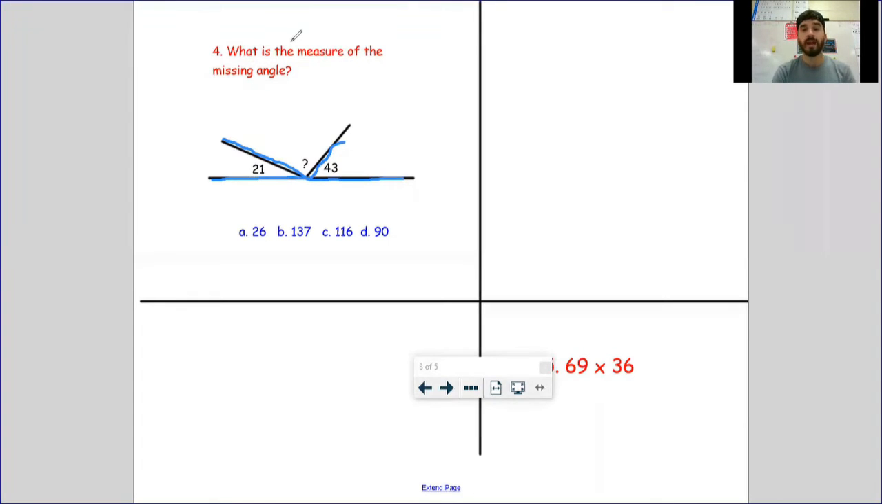The most important angle for you to know about for this specific question is the straight angle at the bottom. If you remember, the straight angle is 180 degrees.